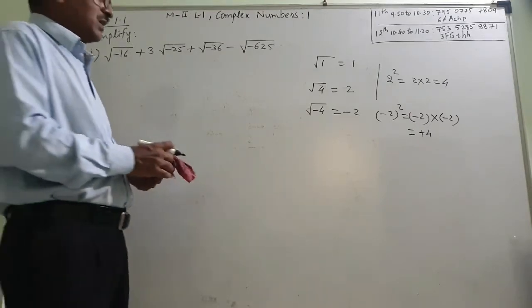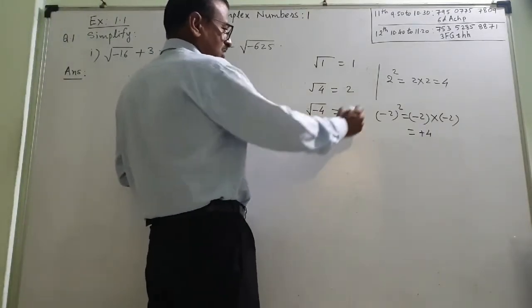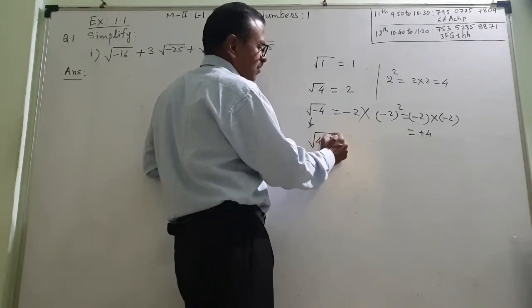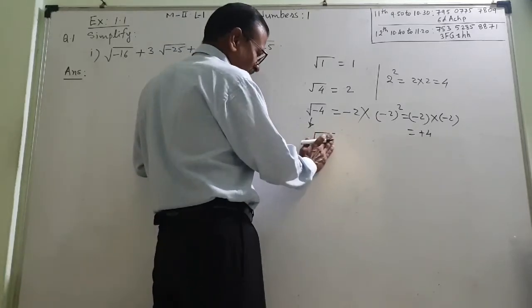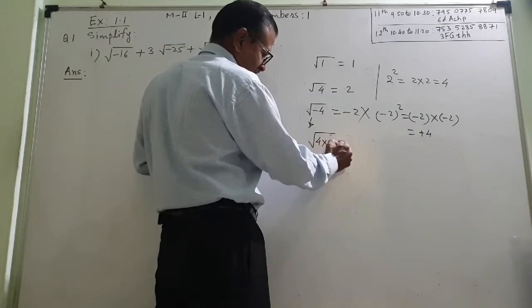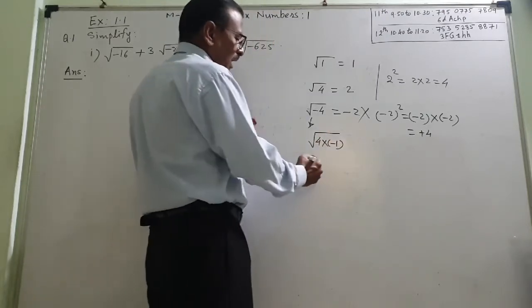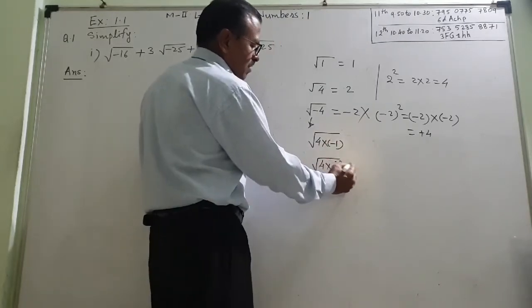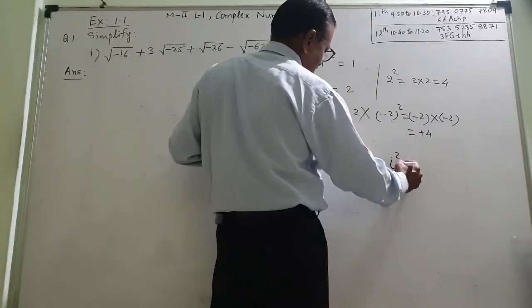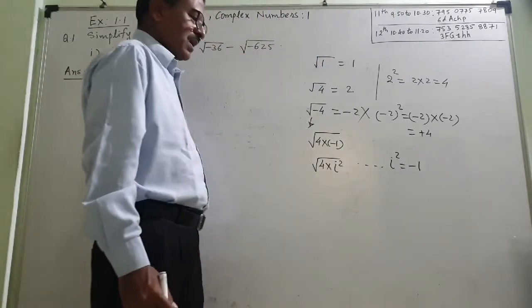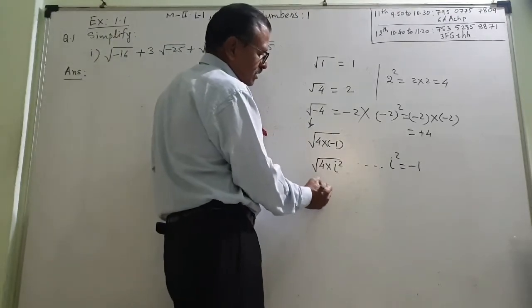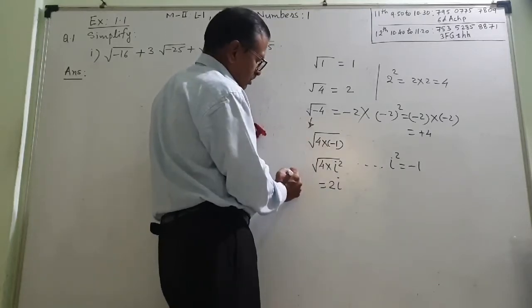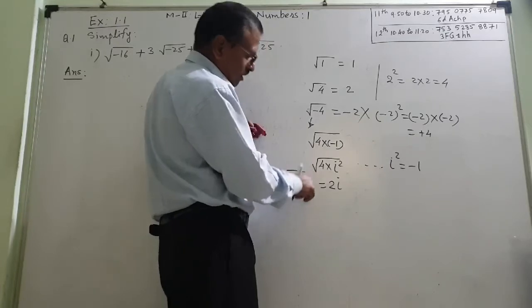So how is this solved? This is done like this: 4 into i square, because here it is 4 into minus 1. That is called i square, the reason being i square is equal to minus 1. And then I can take the square root of this. Square root of this will be 2, square root of this will be i. And this way, under root of minus 4 is nothing but 2i.